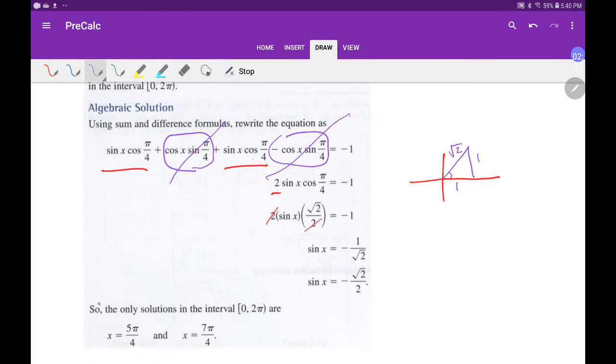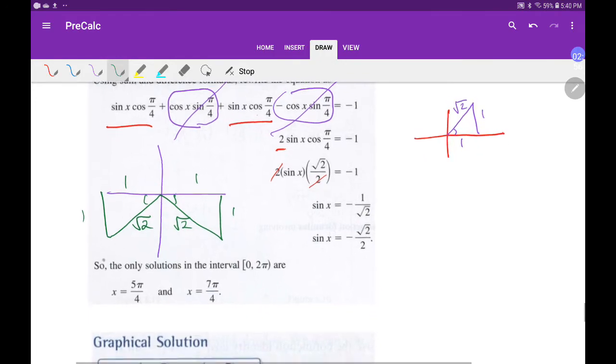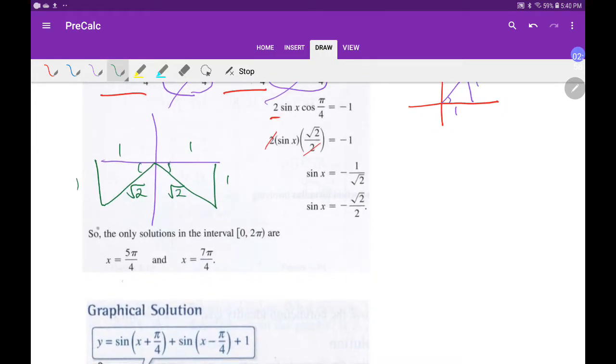Oh, negative. Okay, so at this point we're like, okay, change of plans. We have 45 degree angles down here and down here. Okay, so there's our new situation. And square root of 2 and square root of 2. We're in quadrant 3 and 4. And so this is the one in quadrant 3, this answer. And this is the one in quadrant 4, right here.